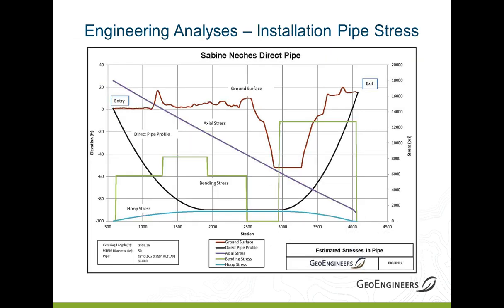on this graph. So we convert that load to a stress, and then we also calculate the bending stresses based on the radius, the allowable radius, typically not the design radius, but the actual allowable radius, so what we're going to allow the contractor to do during construction. And we developed this graph, including hoop stress. And again, we've got elevation on the primary y-axis and stress on the secondary y-axis.